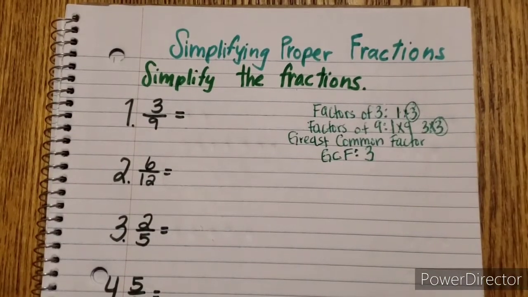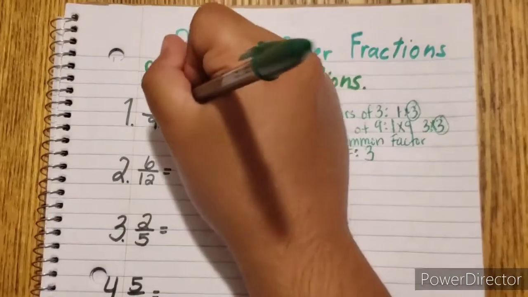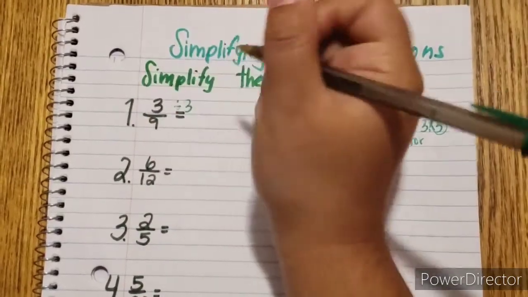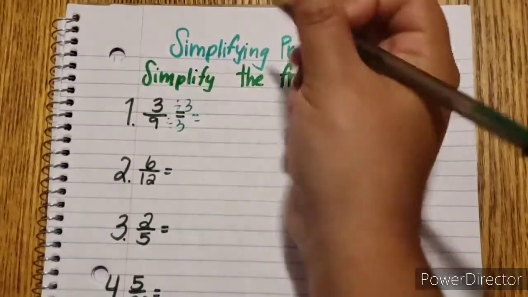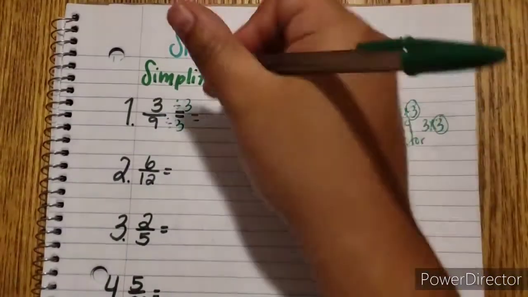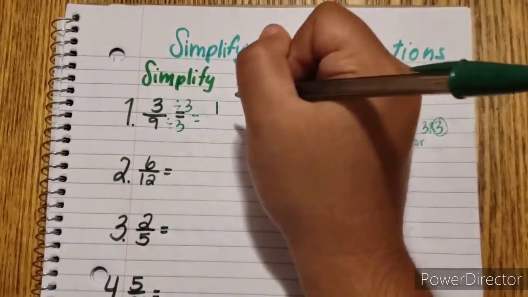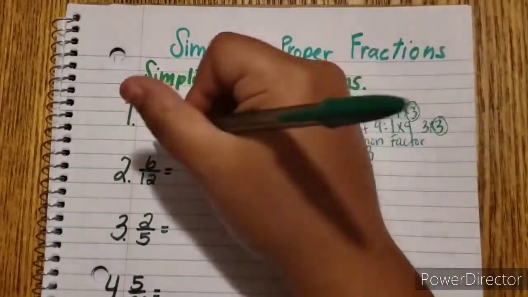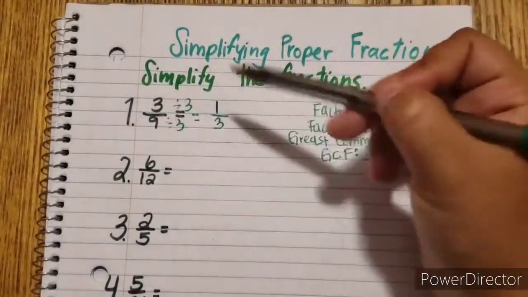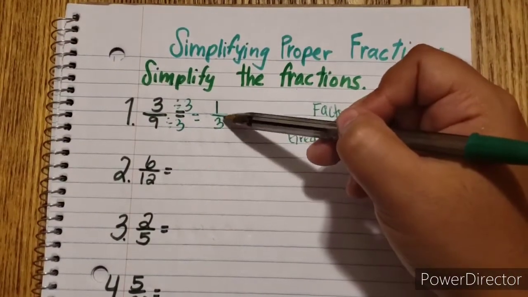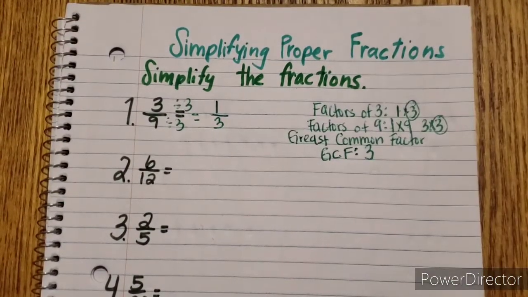So what we would do now is 3 divided by 3 and 9 divided by 3. So what is 3 divided by 3? That is 1. And what is 9 divided by 3? That is 3. So 3 over 9 simplified is 1 over 3. So let's go on to the next one.